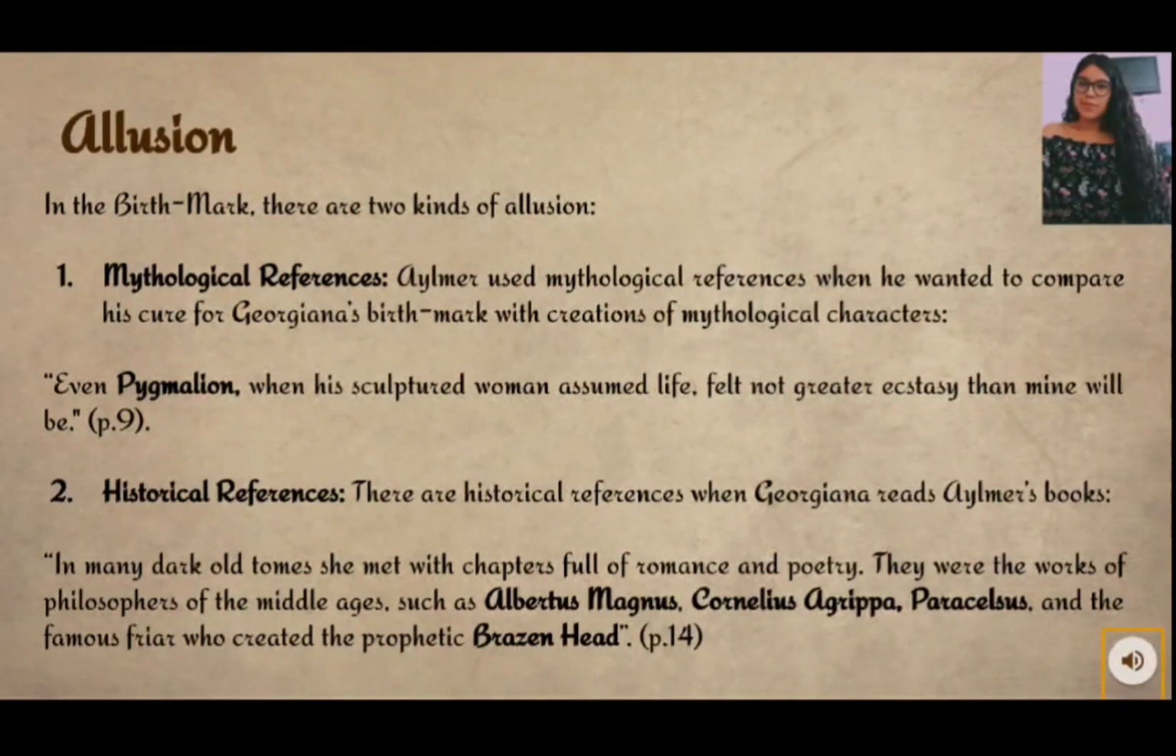Second, historical references. There are historical references when Georgiana reads Aylmer's books. In many dark old tomes, she met with chapters full of romance and poetry.